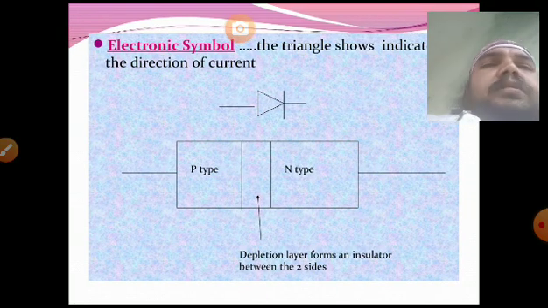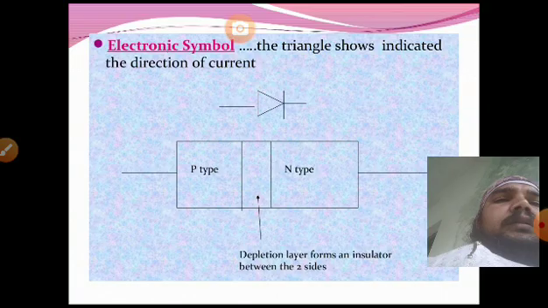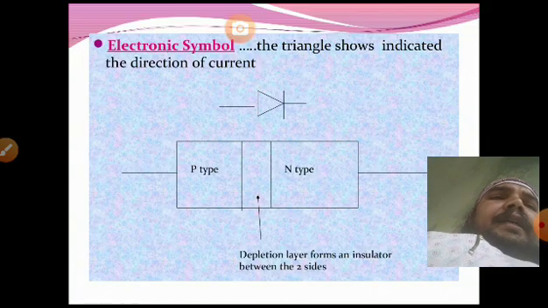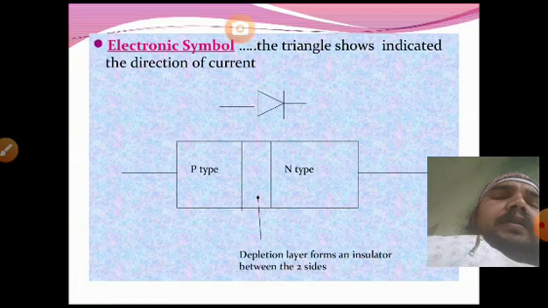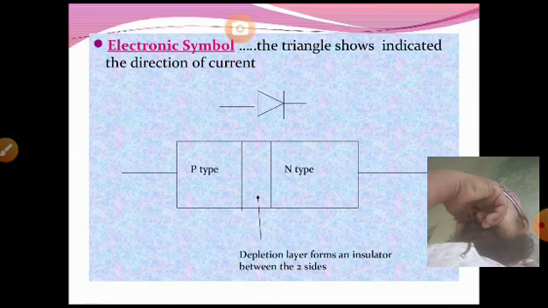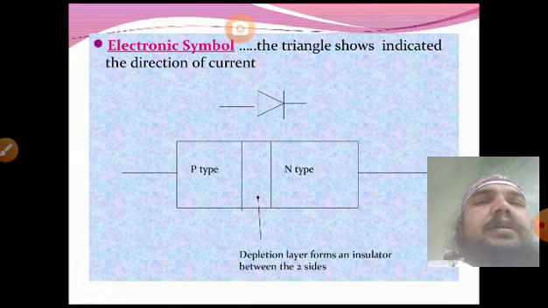This is the electrical symbol of the PN junction diode. The triangle shape indicates the direction of current. This shows the electrical symbol of the PN junction diode.